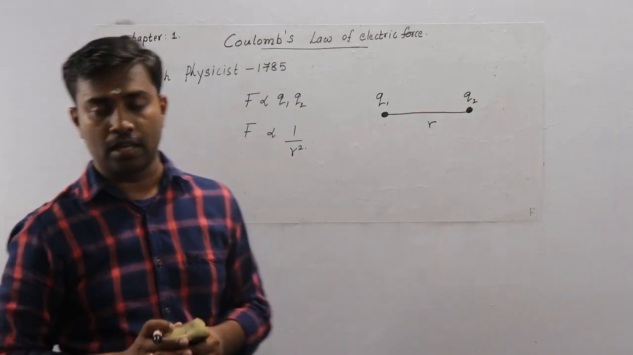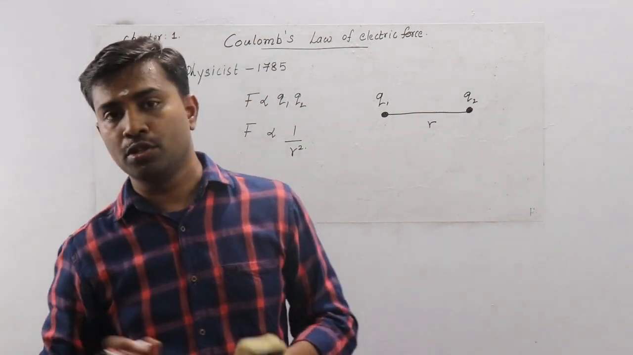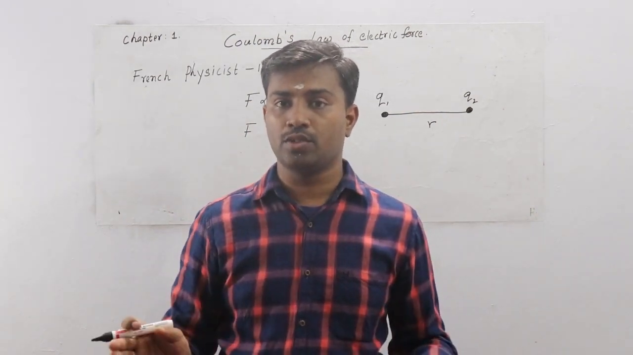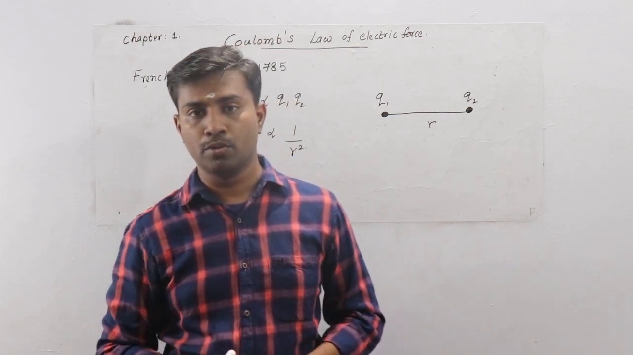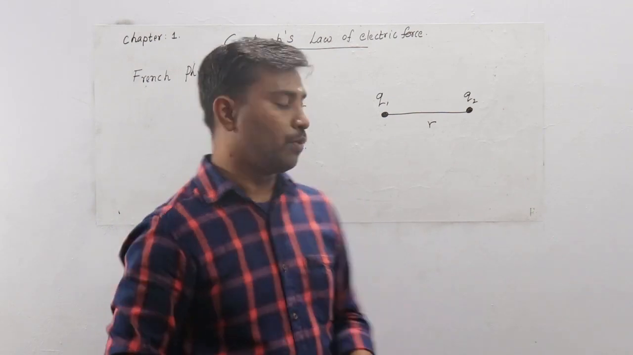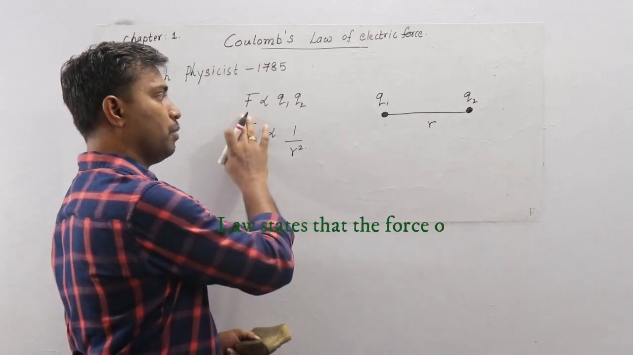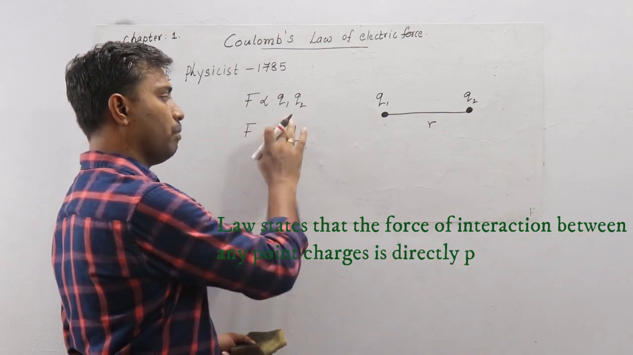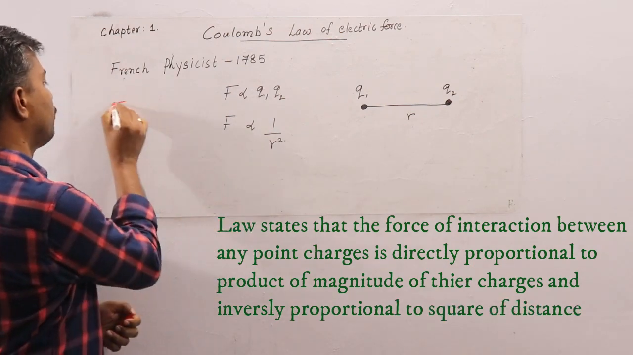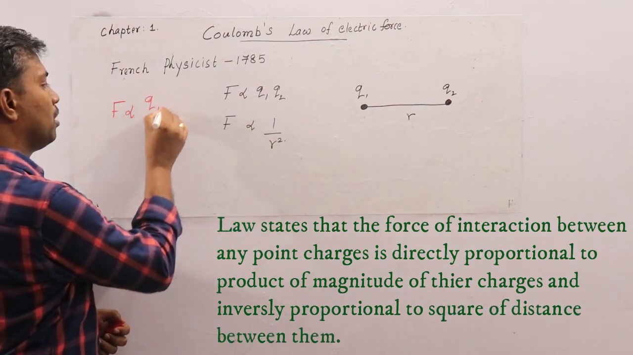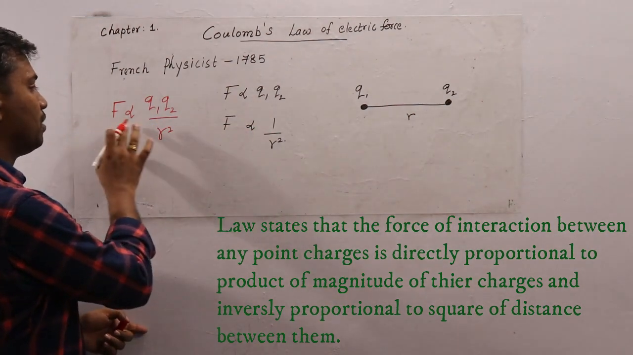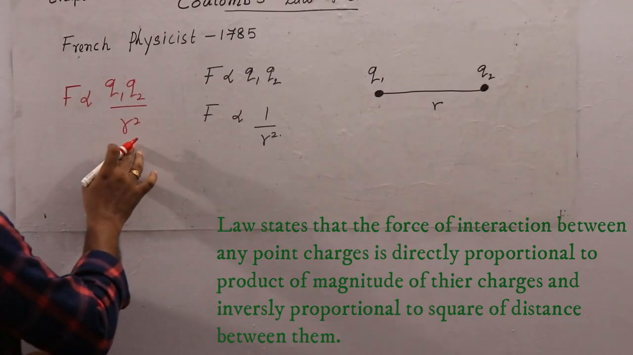So Coulomb's statement is that the force of interaction between any two charges is directly proportional to the product of their charges and inversely proportional to the square of the distance between them. This law is called Coulomb's law. We can represent this mathematically. F is proportional to Q1 Q2 and F is proportional to 1 by r square. Combining these two relations, we can write F is proportional to Q1 Q2 divided by r square.